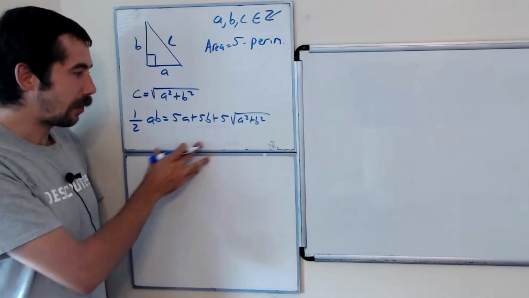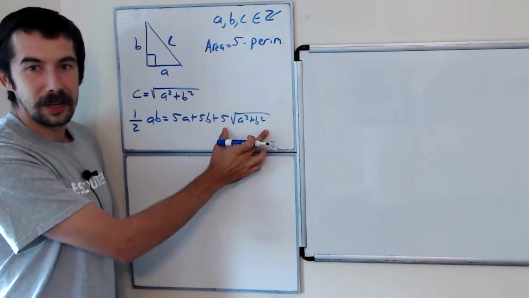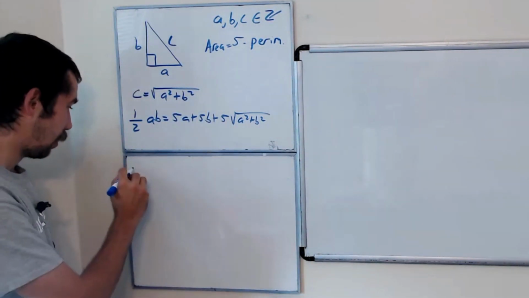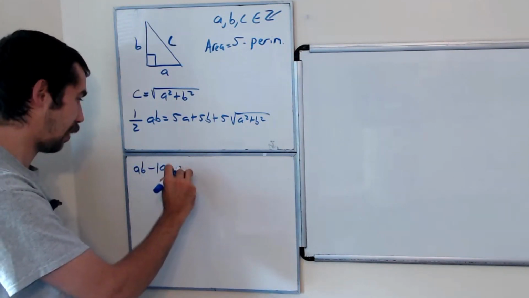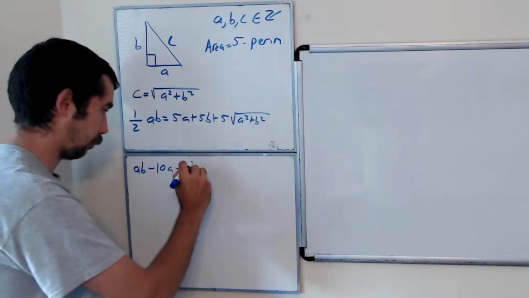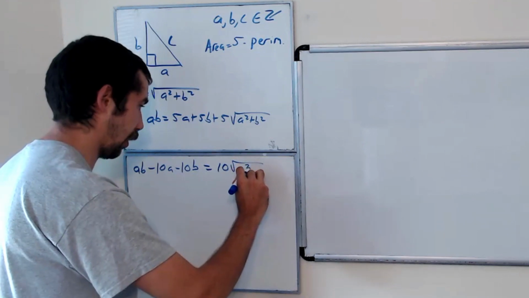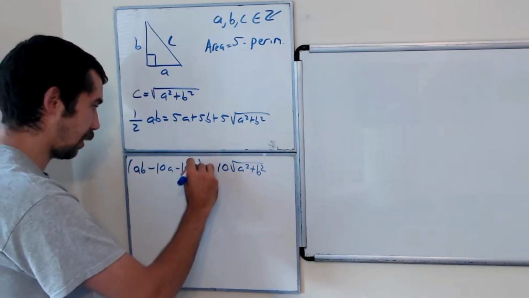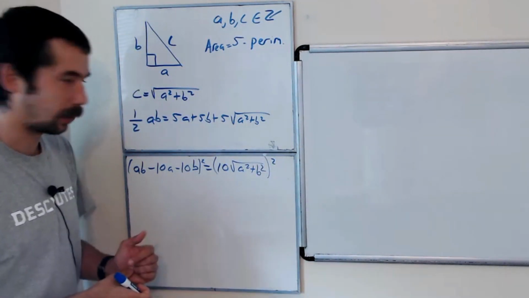Okay, and now let's bring everything over to the left except for this last term, because then we're going to square both sides. And let's multiply each side by 2 while we're at it. So AB minus 10A minus 10B is equal to 10 square root of A squared plus B squared. Right, and now let's square both sides. And then we're going to look for integer solutions of what we're left with.